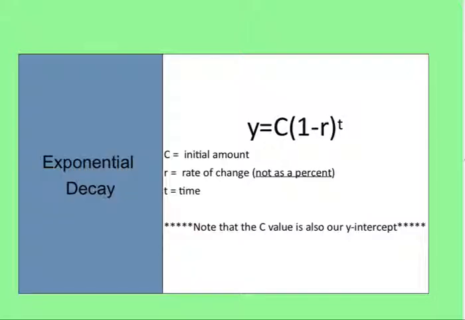So here is your equation for exponential decay. You have the same equation as exponential growth, but notice that instead of a plus sign, you have a minus sign. So y is equal to c times 1 minus r raised to the t. C is the initial amount. R is the rate of change. Remember, not as a percent. You want to make sure that you are converting that into a decimal. And lastly, t is going to represent the time. Your c value is also going to be your y-intercept as you're going through and doing these problems.